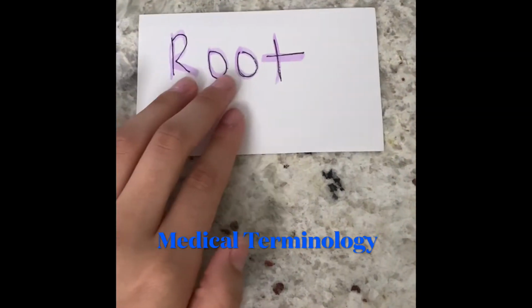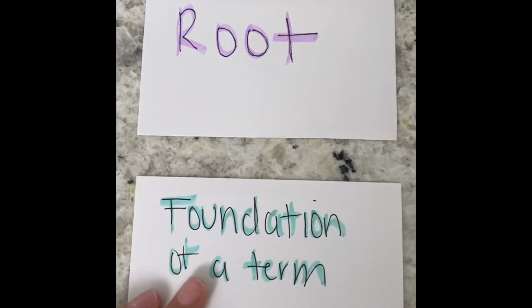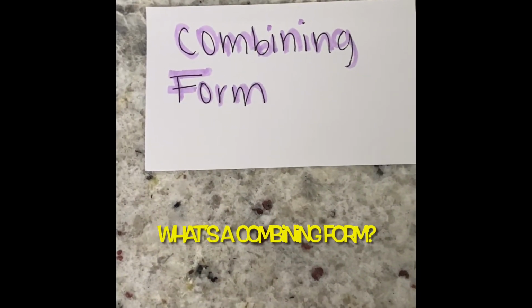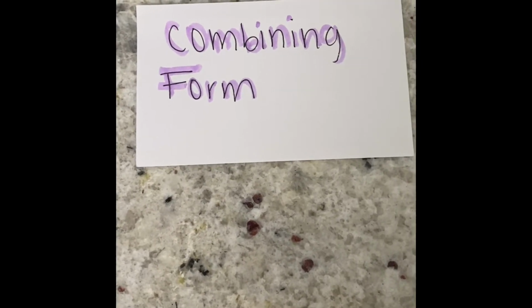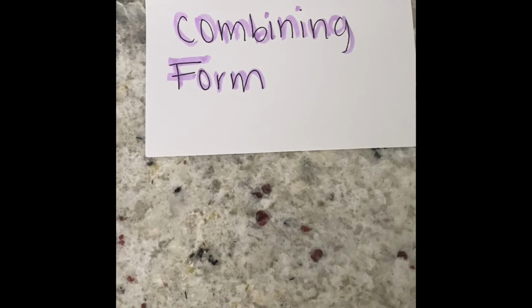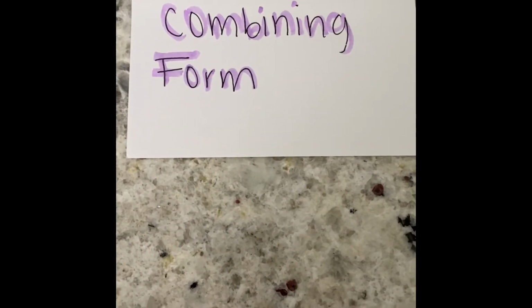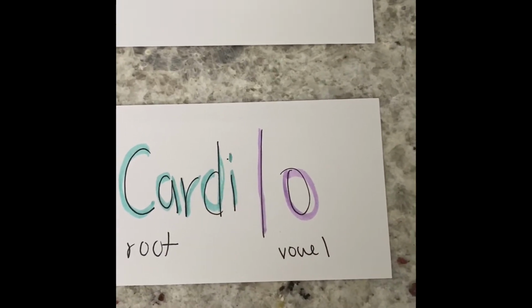Let's begin with a root, which is known as the foundation of a term. Next, let's move on to the combining form, which is a combination of the root and the combining vowel, which can be classified as /o. Let's begin with some combining form examples. To begin with, the first example will be cardio, which is defined as heart.